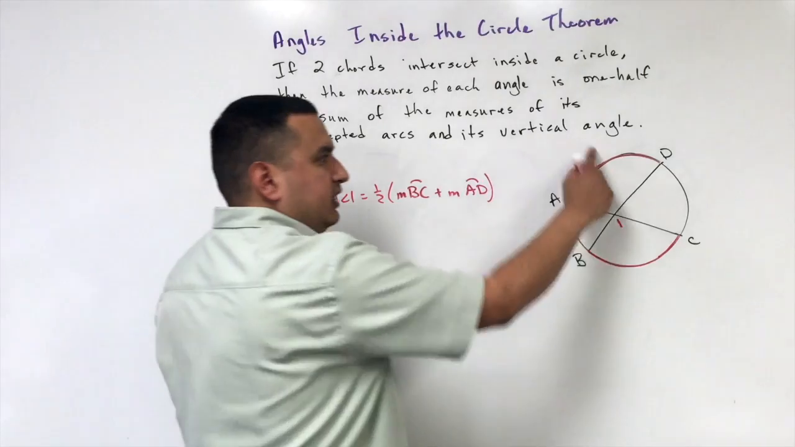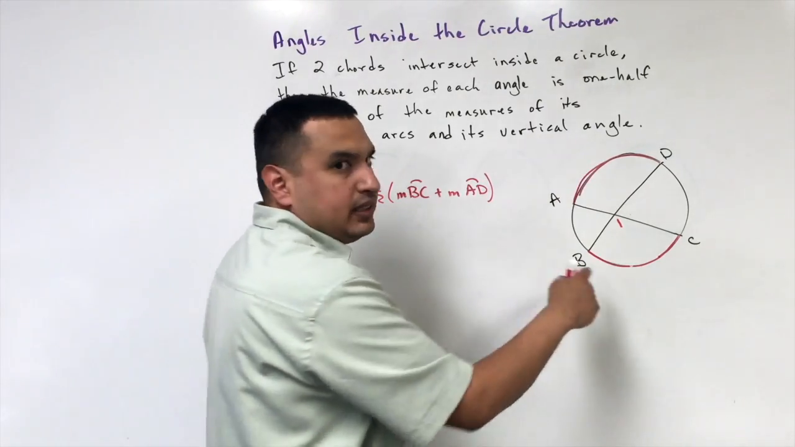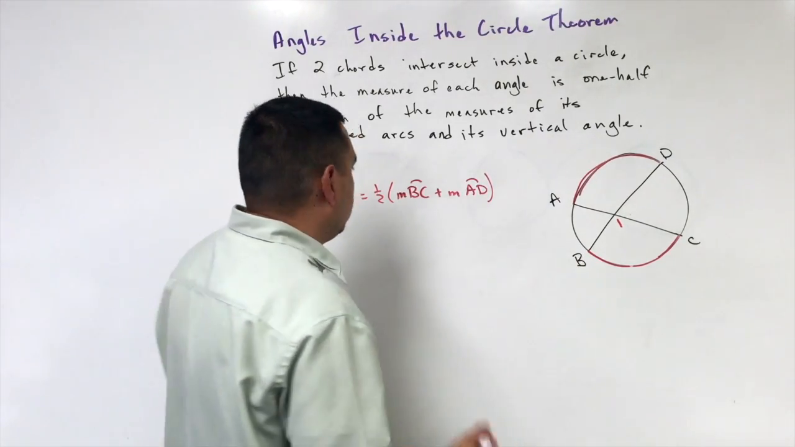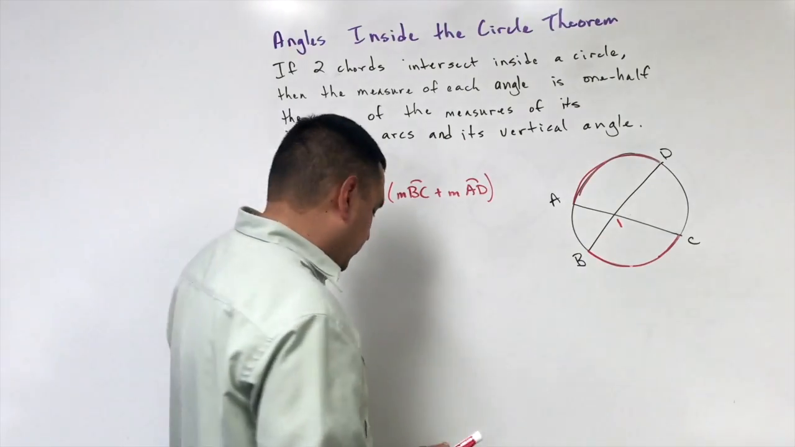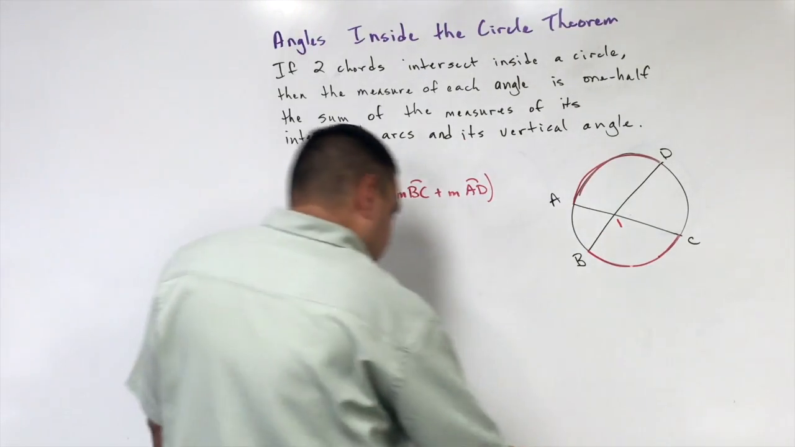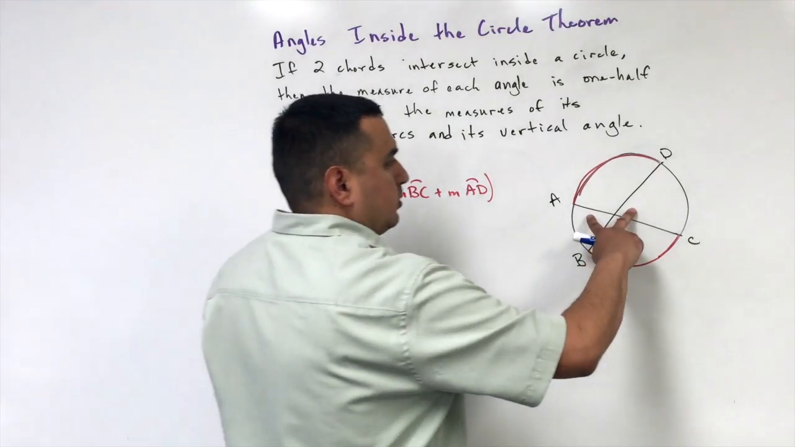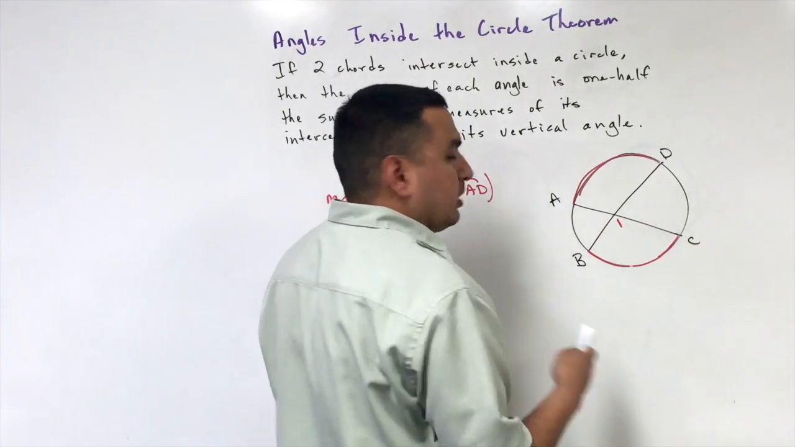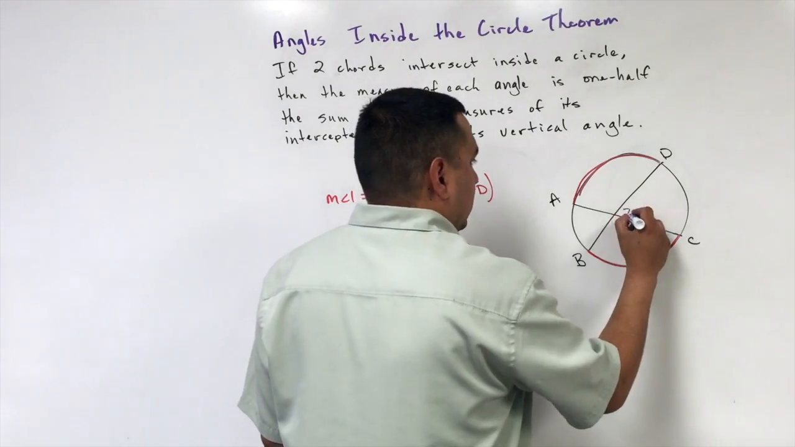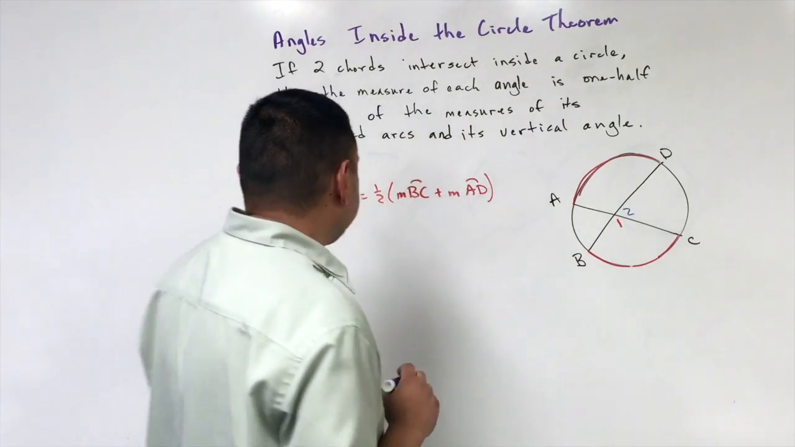So I have to add these two measures and then take half, or divide by 2, to get the angle here. Now, the other set of vertical angles are these two right here. So I'm going to pick one, it doesn't matter which one, I'll just put that here, call that angle 2.